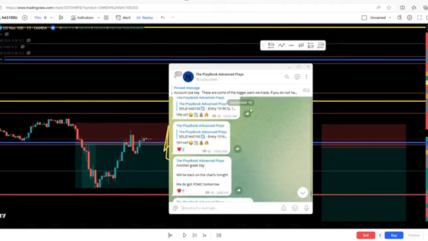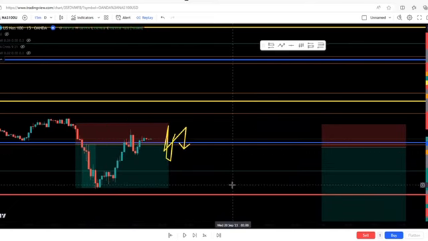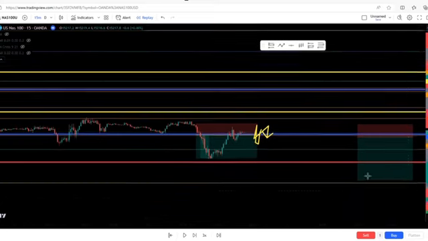Then we see the TPs got hit. So this was a nice move right here. We caught 109 points, 10,900 pips. But it didn't do the full move we were looking for. Again, why didn't it do so?